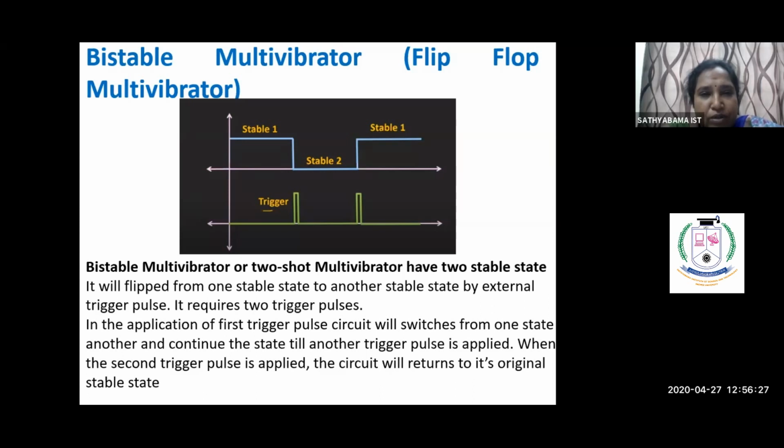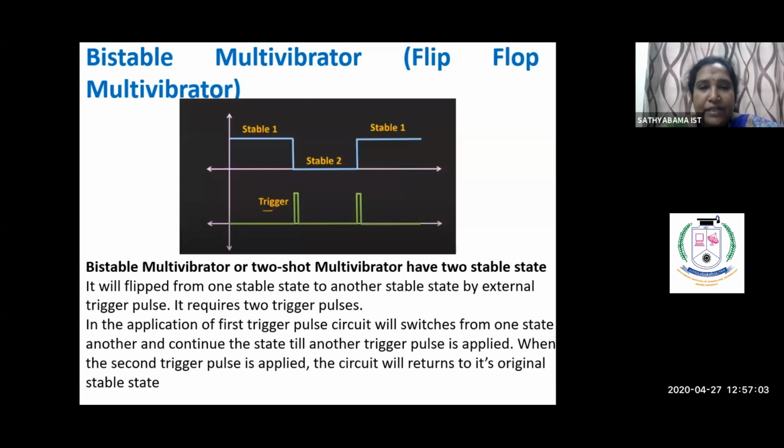When we want to switch from stable state 1 to stable state 2, we have to apply the first trigger pulse. Immediately stable state 1 is switched to stable state 2 and it remains in that state only. And again, if you want to switch stable state 2 to stable state 1, we have to give another trigger pulse. Then stable state 2 is switched to stable state 1. So this is the concept of the bistable multivibrator.